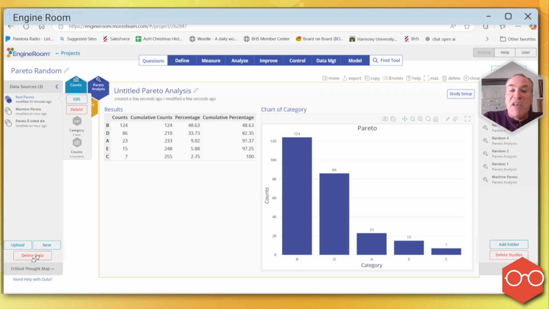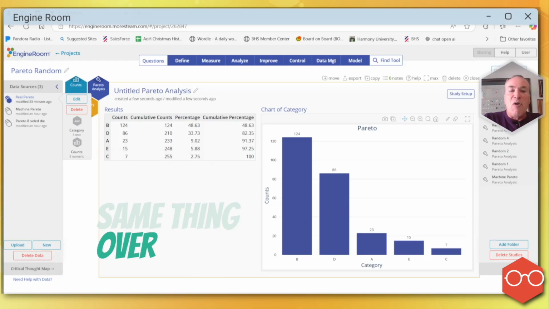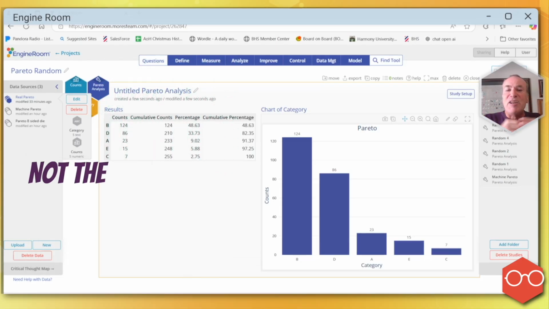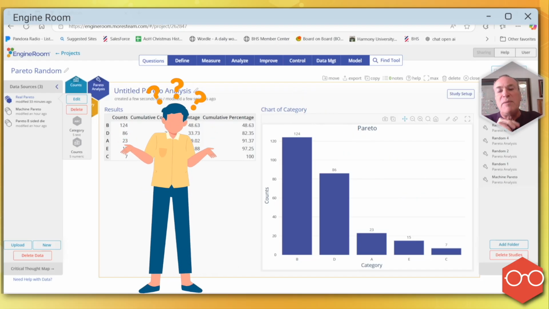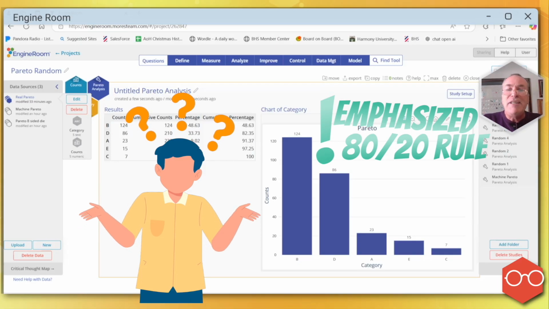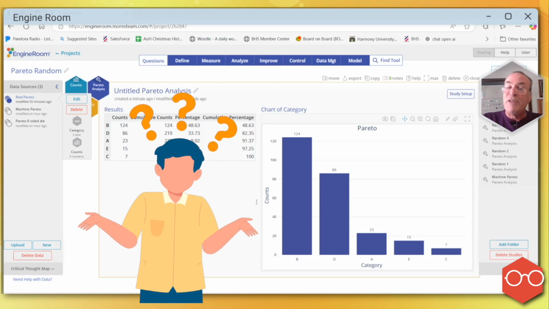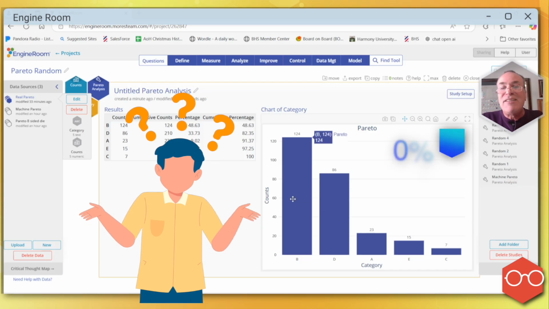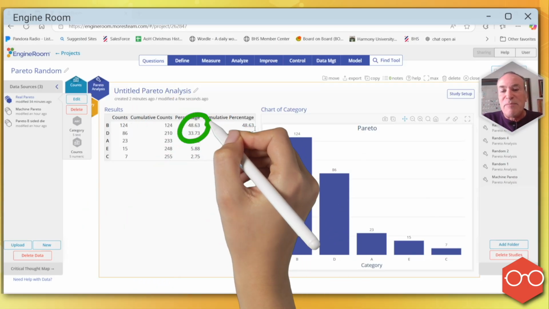And to reiterate from the other Pareto video, if you did nothing, you would predict that you'd get the same thing over and over and over again. Maybe not the exact numbers, but the relationship. Fix the highest bar, then the next, and so on. But you say, well, wait a minute, Kevin, last time you emphasized this 80-20 rule, and that's not really true here. We got five categories, so 20% would be one category. It's only 50%. And it takes two categories to get up to 80%.